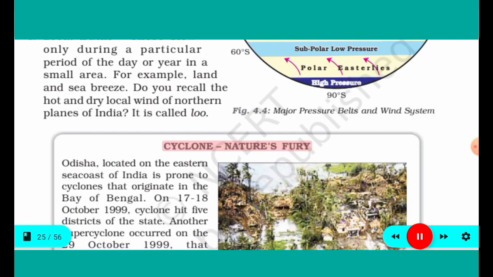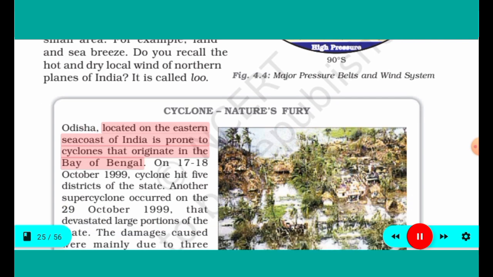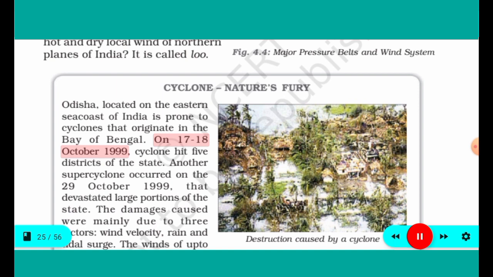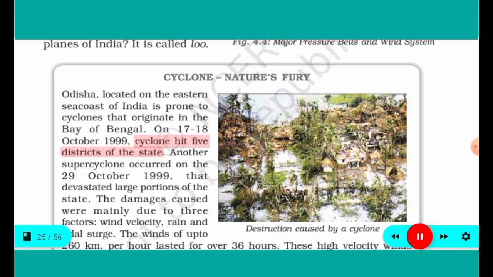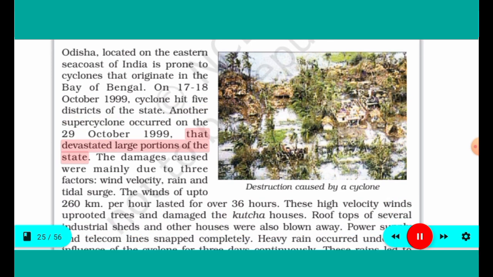Cyclone, nature's fury. Odisha, located on the eastern seacoast of India, is prone to cyclones that originate in the Bay of Bengal. On the 17th to the 18th of October 1999, a cyclone hit 5 districts of the state. Another supercyclone occurred on the 29th of October 1999 that devastated large portions of the state.